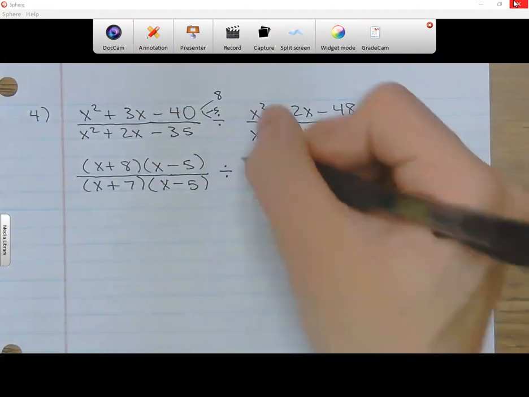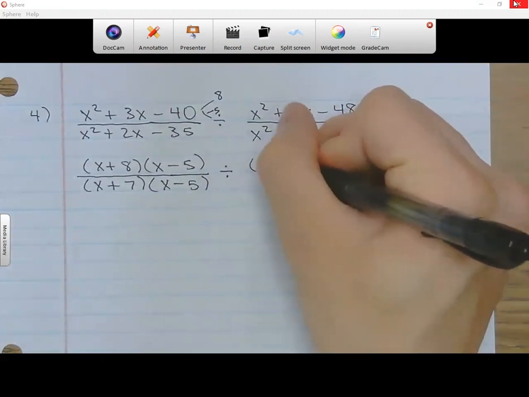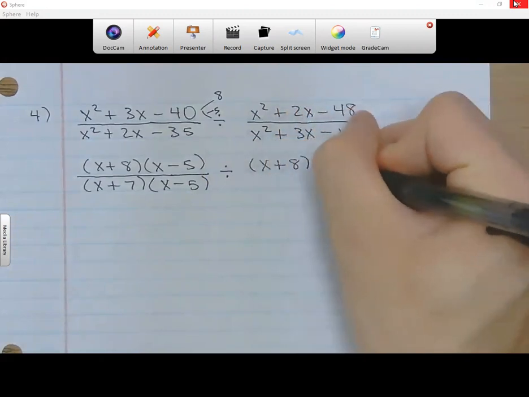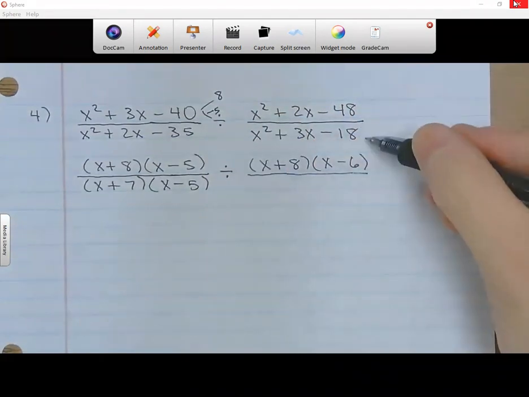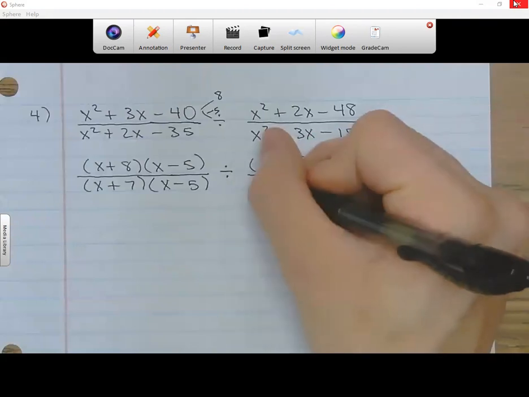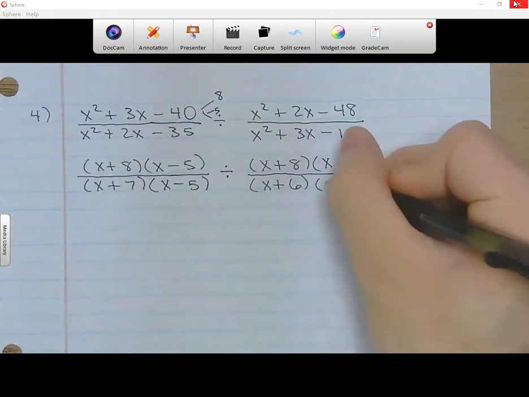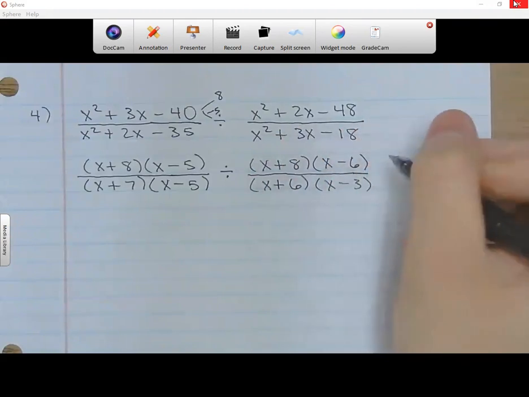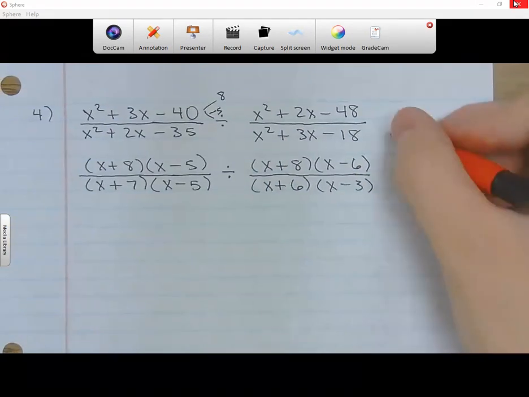Now, let's factor the top. I'm going to have x, let's see, 8 and 6. So the 8's going to be positive. The 6 is going to be negative. On the bottom, I have, let's see, I can use 6 times 3. The 3 has to be negative. Yep. x plus 6 and x minus 3. That'll work. All right. Now, since we're dividing, the next thing we do is we flip, right?